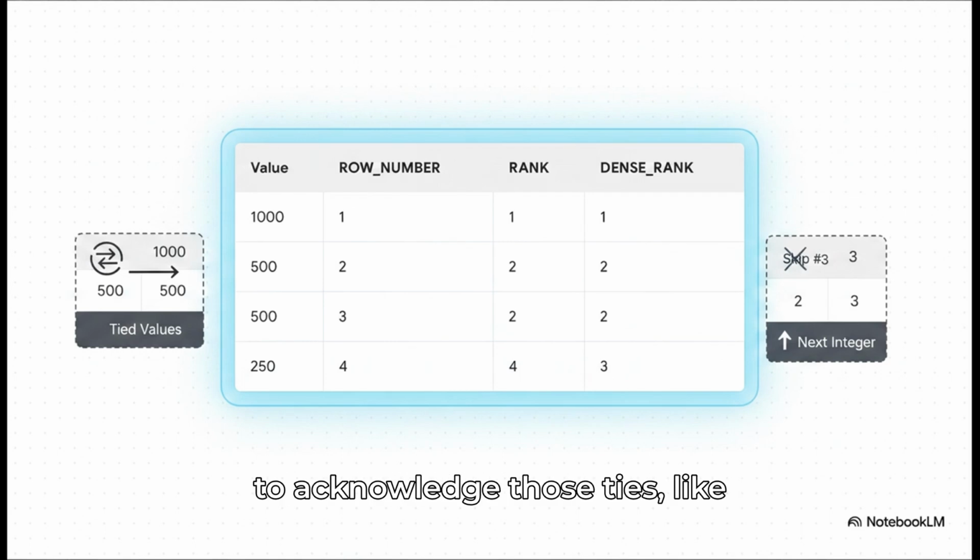But if you need to acknowledge those ties, like maybe for performance tiers, you'd use rank, which scores them 1, 2, 2, 4, essentially skipping that third spot. Dense rank, on the other hand, also scores them 1, 2, 2, but it doesn't skip the next integer, so it gives the final row a rank of 3. You basically choose the function based purely on how you want to handle your ties.